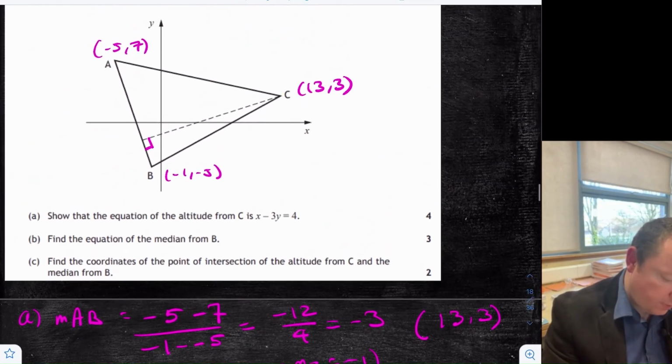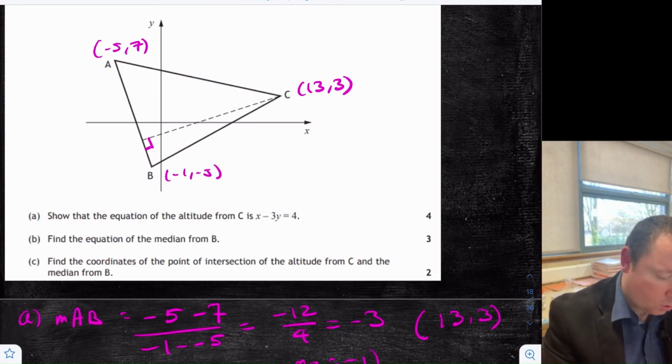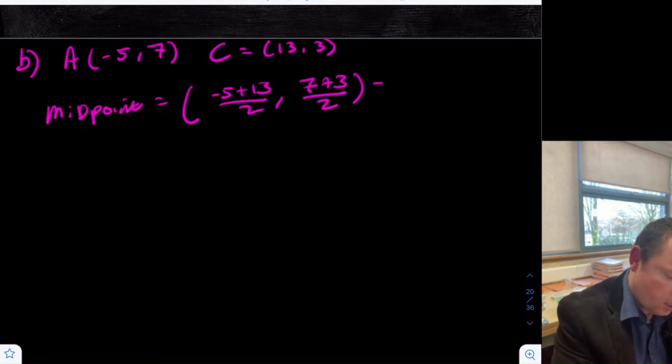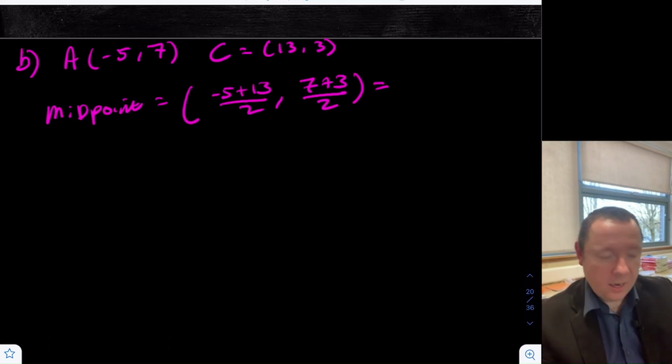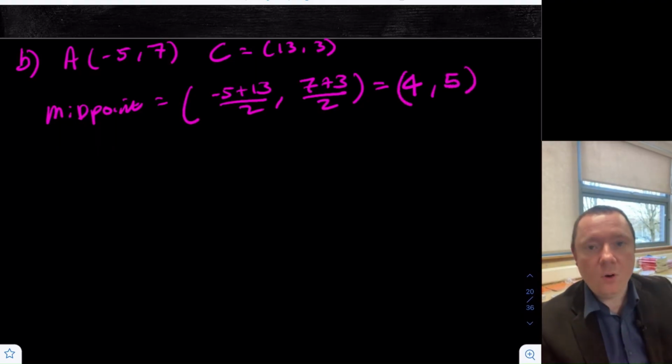Part B says, find the equation of the median from B. So median means we need to cut AC in half and then use the gradient formula to find the gradient. So a midpoint, this is the average of the x's, minus 5 plus 13 over 2, and the average of the y's, 7 plus 3 over 2. 13 minus 5 is 8, divided by 2 is 4, and then 7 plus 3 is 10, divided by 2 is 5. So there's our midpoint.